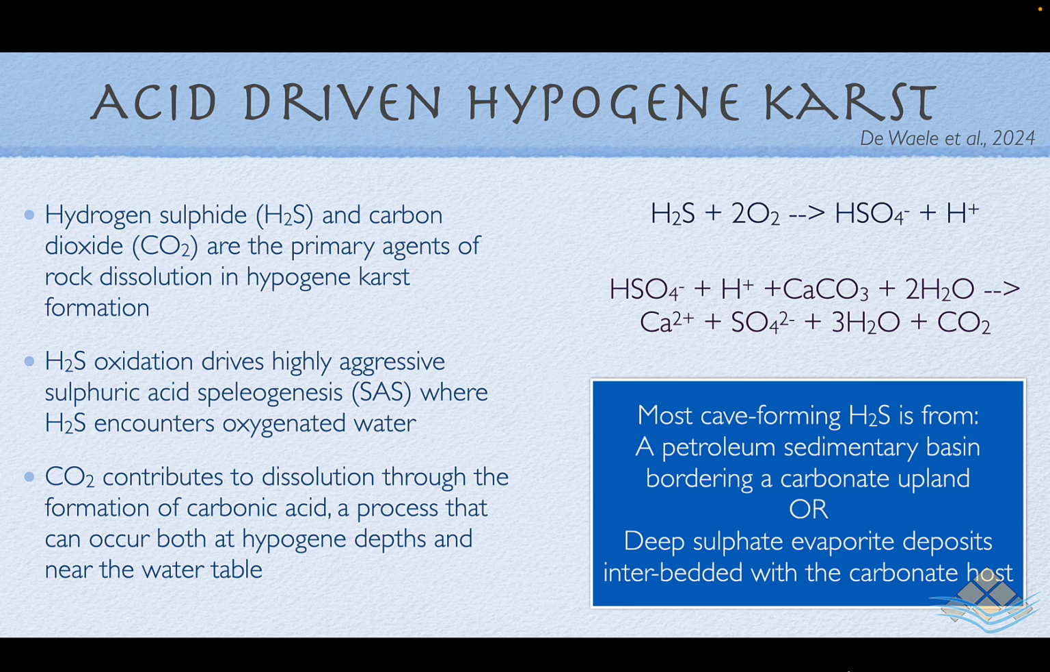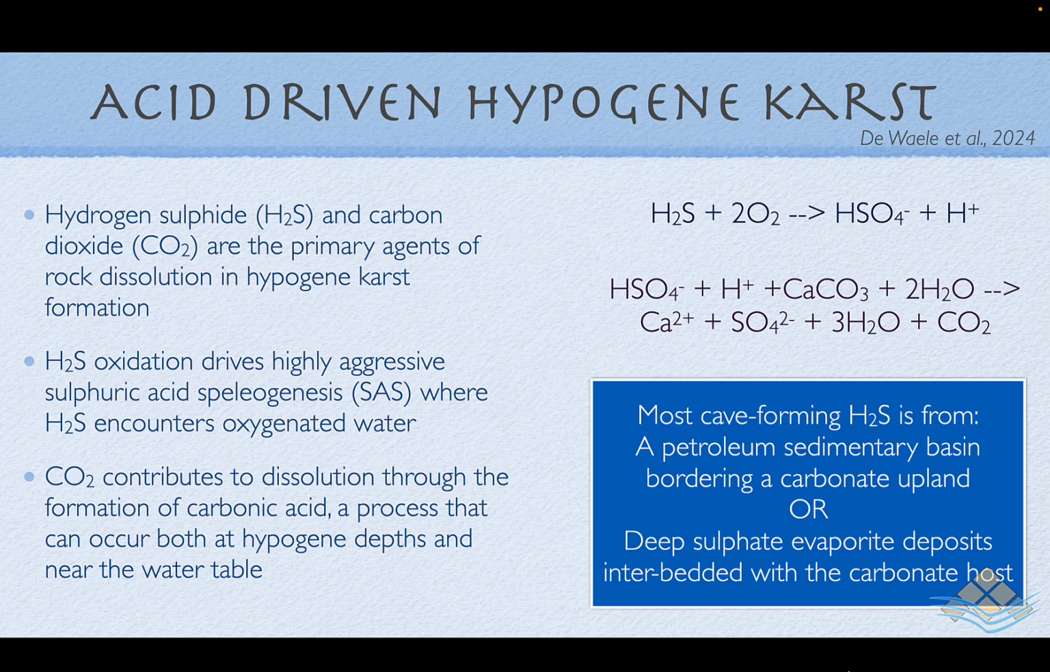Well, the 2 main fluids that create hypogene karst are hydrogen sulfide and carbon dioxide. The hydrogen sulfide, when it encounters oxygenated waters, creates sulfuric acid. It's this leaching process from sulfuric acid that creates these characteristic gypsum associations as we free up calcium and sulphate into that leaching limestone solution. We can also see here inherent to that process is the formation of carbon dioxide. Carbon dioxide can also come from deeper hypogene depths, as well as by degassing of CO2-rich fluids near the water table.